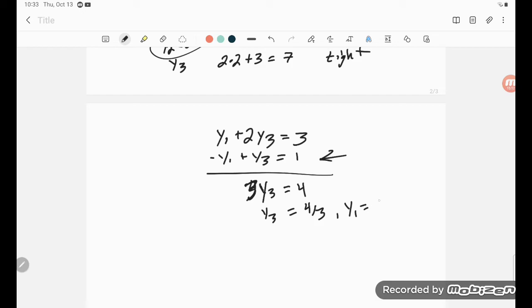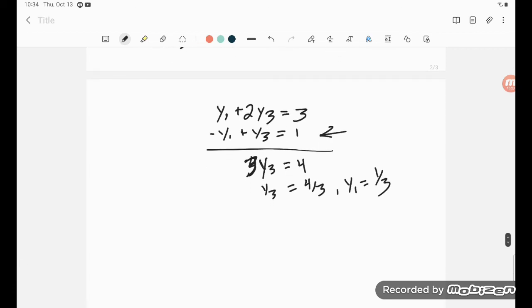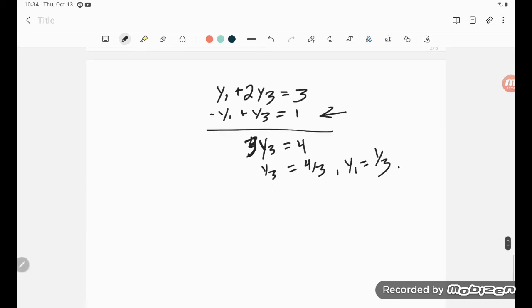So 1/3. Okay, so those are my two non-zero values, plus y2 is equal to 0. So we can write that down. y2 is equal to 0. And so those are certainly looking feasible, but we also need to check our constraints.